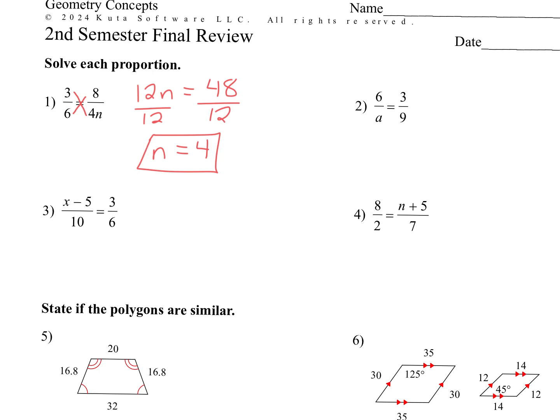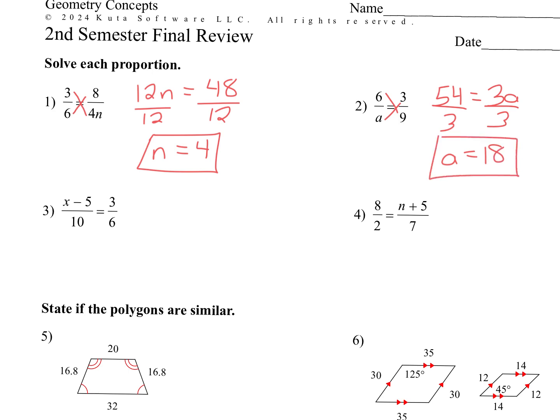Okay, so similar on number 2. What am I going to do? Cross multiply. 6 times 9? 54. What's on the other side? Yep, a and 3, so 3a. Last step is divide by 3 on both sides. That'll give you 18. So you get a equals 18.